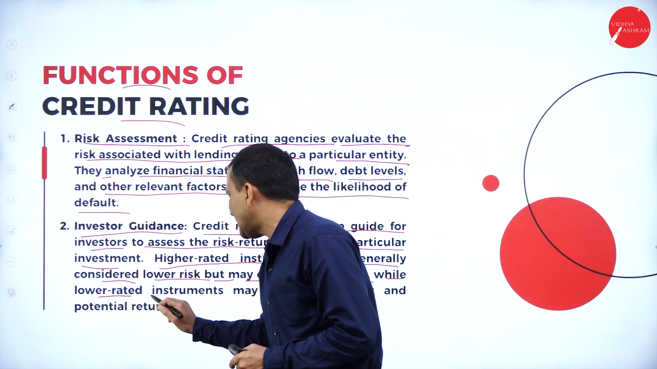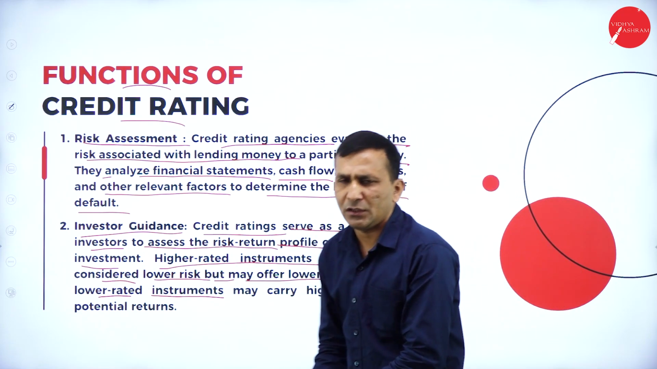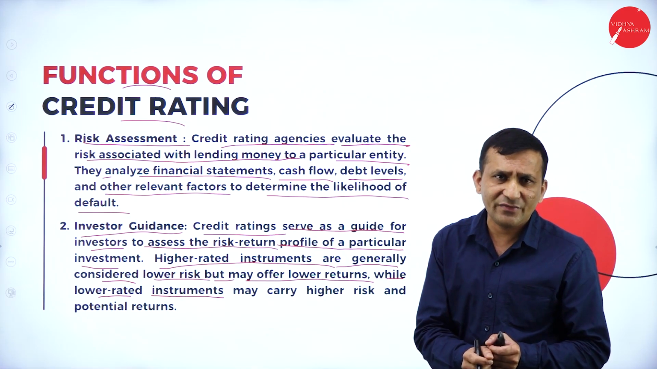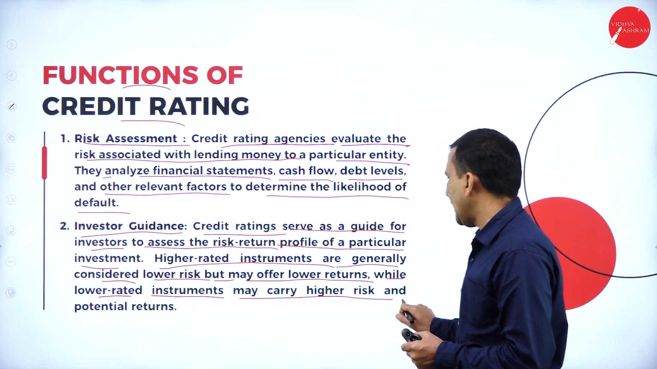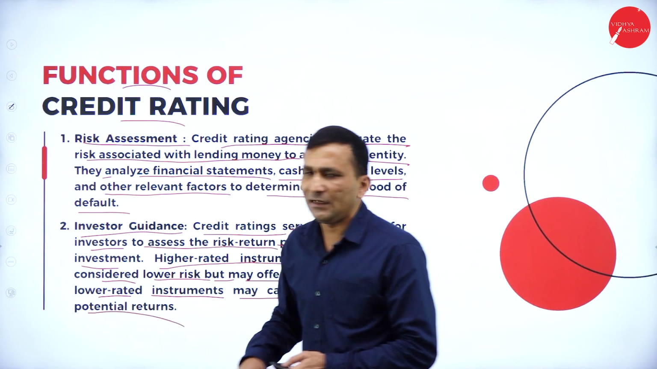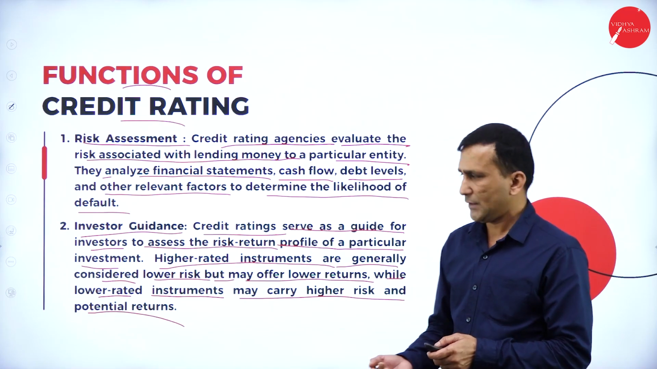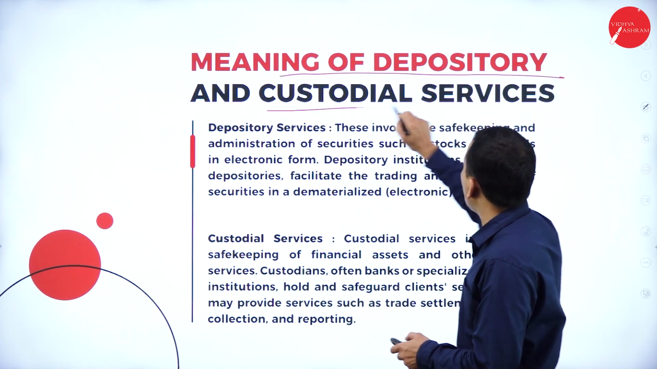While lower rated instruments, when you go for 100 rupees face value compared to 1000 rupees face value, the return is very less only. They may carry higher risk and potential return, so they can expect maximum return because they have invested 100, 1000 rupees. Now, the meaning of depository and custodian service.